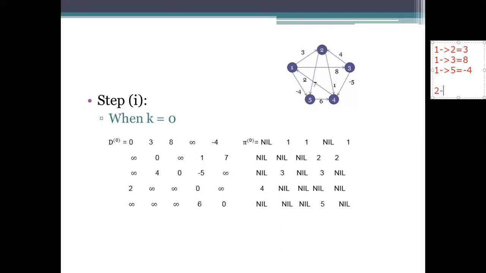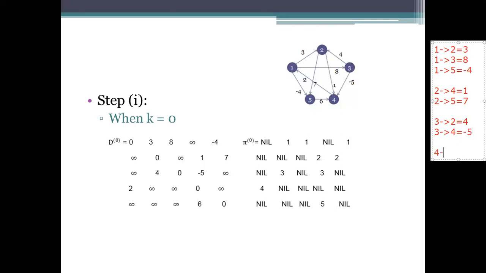Coming to the second vertex, it has 2 edges: 2 to 4, which equals 1, and 2 to 5, which equals 7. Coming to the third vertex, it has 2 edges: 3 to 2, which equals 4, and 3 to 4, which equals minus 5.